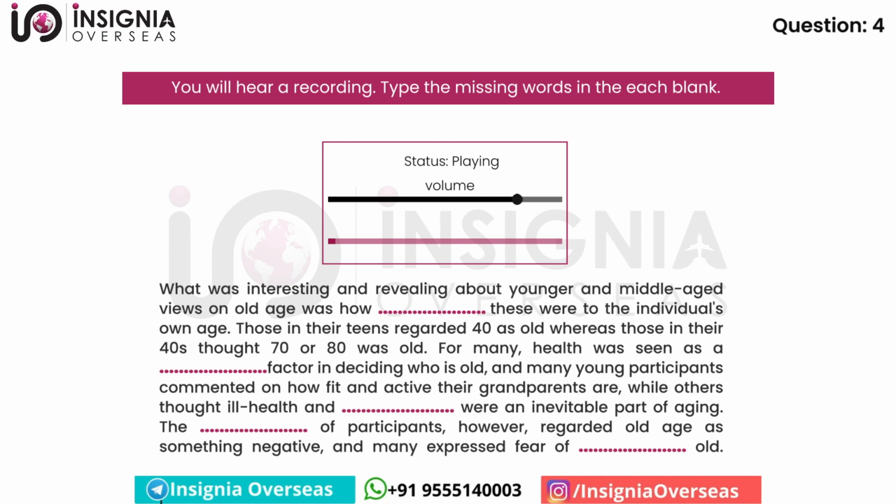What was interesting and revealing about younger and middle-aged views on old age was how relative these were to the individual's own age. Those in their teens regarded 40 as old, whereas those in their 40s thought 70 or 80 was old. For many, health was seen as a determining factor in deciding who is old, and many young participants commented on how fit and active their grandparents are, while others thought ill health and dependence were an inevitable part of aging. The majority of participants, however, regarded old age as something negative, and many expressed fear of growing old.